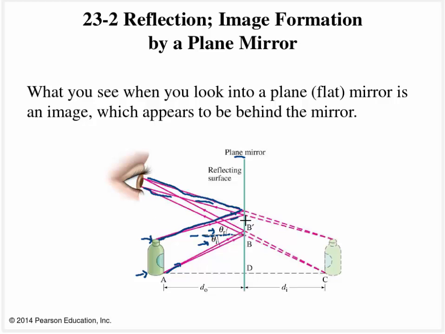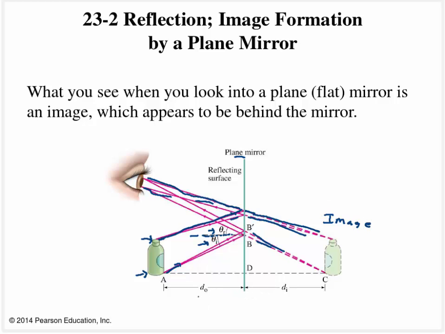So what we actually do is we see this image that appears to be behind the mirror. Our eyes are going to see in straight lines. So you can trace these back there, trace these back there, and say this is going to be the image that we see.